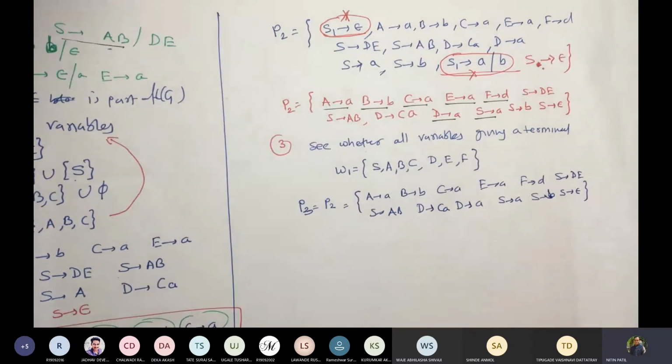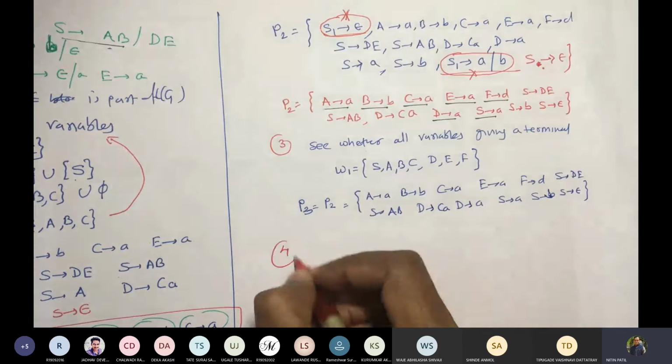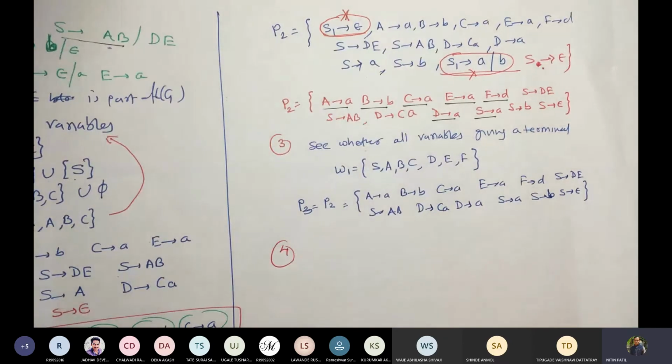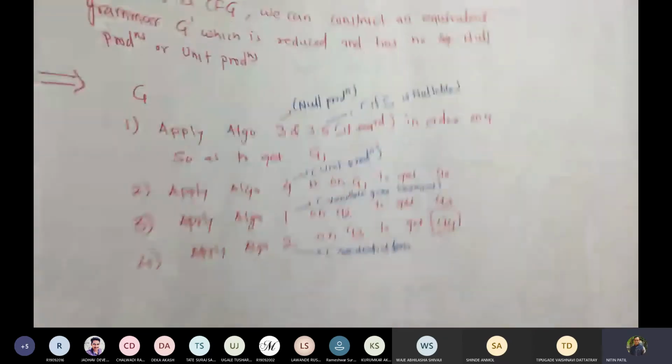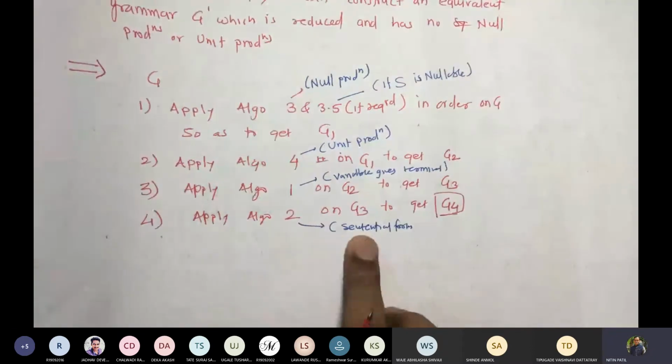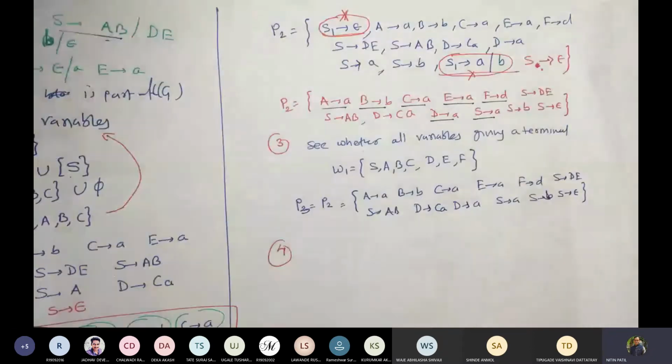Fine. Now what would the next algorithm be? The fourth algorithm. And what does the fourth algorithm talk about? We will remove the symbols not appearing in a sentential form. So let us work it out.